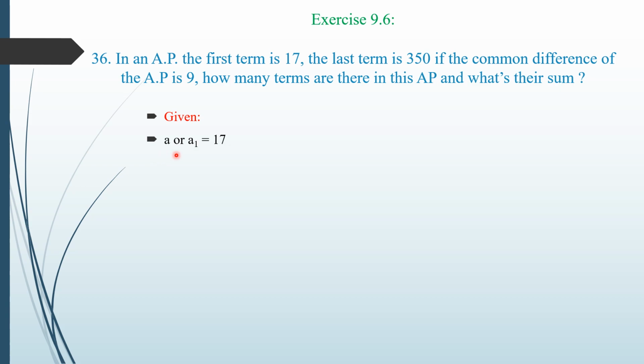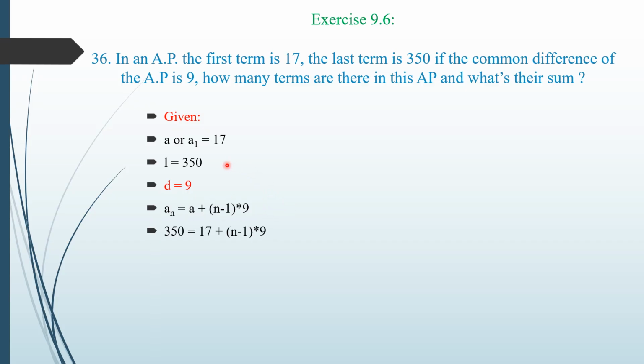First, let us note down all the given data. First term is given to us, that is a or a1, which is equal to 17, and the last term is also given to us, which is L equal to 350. Now the common difference is also given in this question, that is d is equal to 9, and he has asked us to calculate how many terms are there in this AP and also what is their sum, that is sum up to the last term. Using this formula, that is an equal to a plus n minus 1 into d, that is the formula to calculate the nth term of an AP.